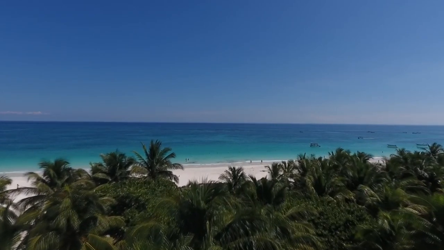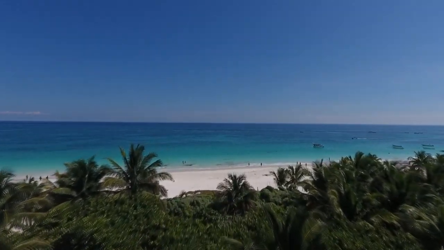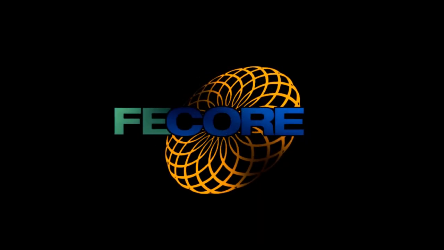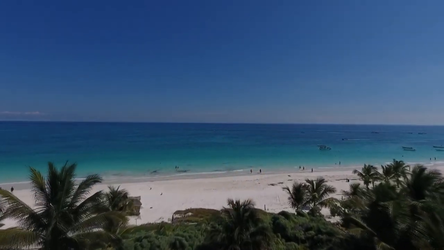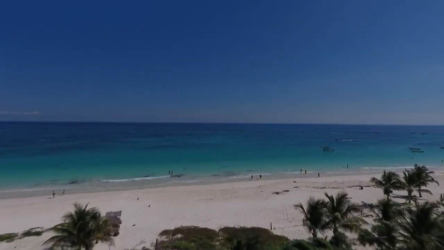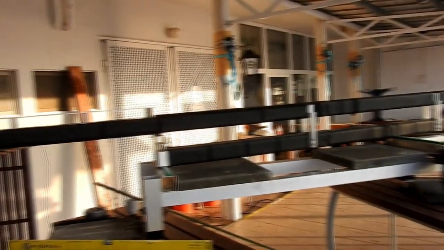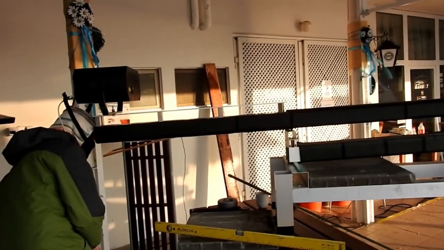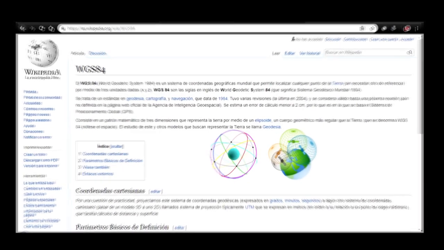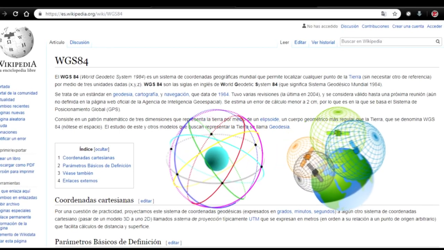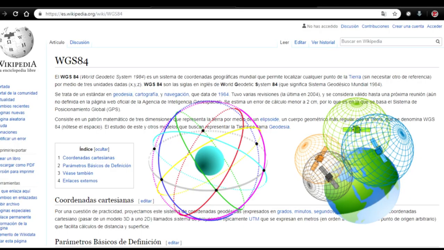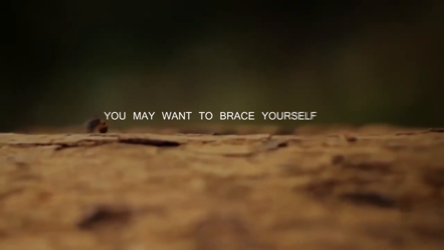Have you ever wondered how big the Earth really is? In this video, FECORE will guide you through a thought process to show how a simple idea of a measurement developed into a discovery that shakes the foundation of our current scientific understanding based on the WGS-84 map system, which is the accepted model for Earth's shape and surface. You may want to brace yourself.